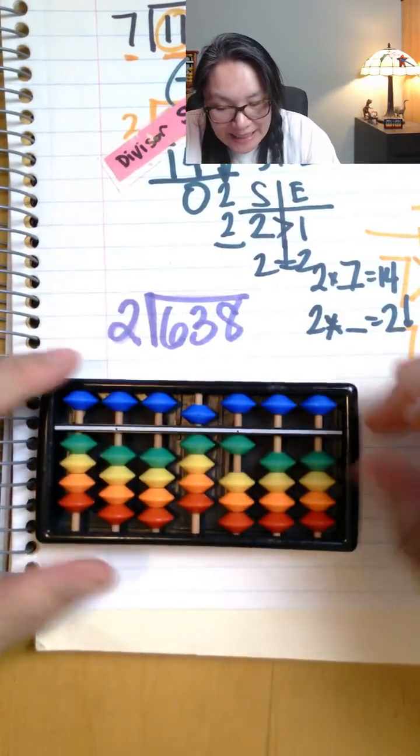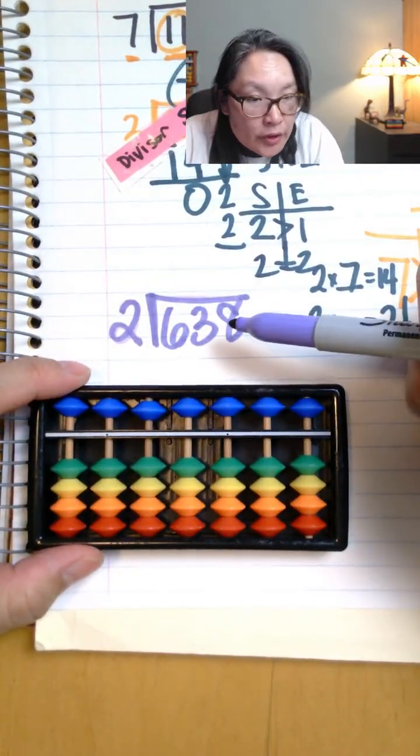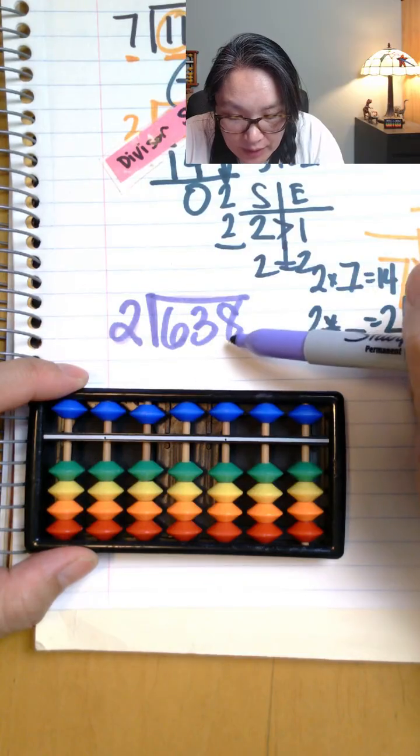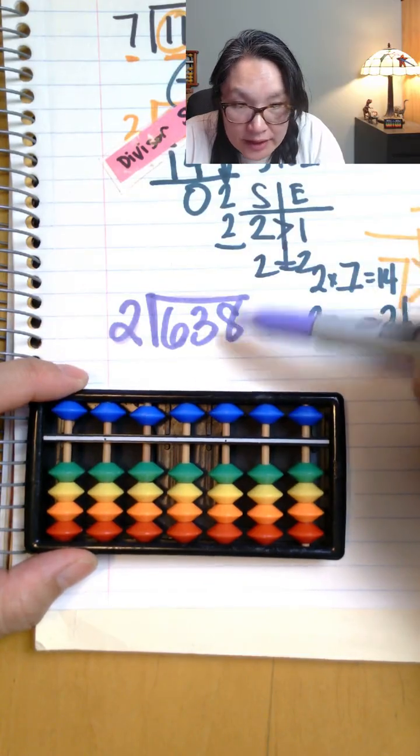Okay. Again, Nicole, are you okay? Are you understanding? We have to do the same thing. We have to check out our divisor and dividend, right?